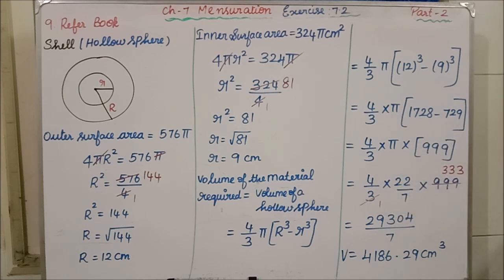This 3 and 999 will get cancelled. After cancelling, we are getting 333. So 4 into 22 into 333, if you multiply, I am getting 29,304 divided by this denominator 7. Okay, after dividing 29,304 by 7, I am getting the answer as 4186.29 centimeter cube. That is the volume of the material required to make the shell. Clear students, all of you, the 9th question.